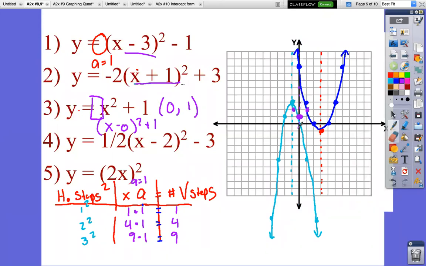Forgot the axis of symmetry. If I took 2 steps, 1, 2, I go up, 1, 2, 3, 4. I took 3 steps, 1, 2, 3, up 9: 1, 2, 3, 4, 5, 6, 7, 8, 9. And that's it. Any questions?